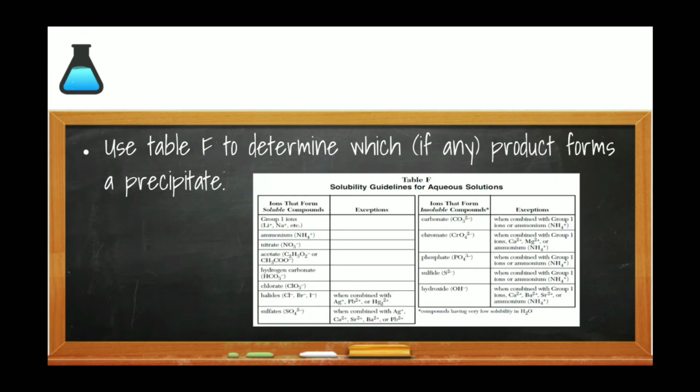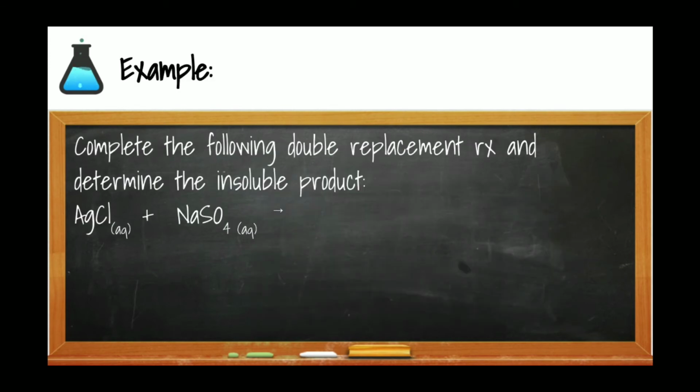The final step, of course, is to use reference table F to determine if a product forms a precipitate. Let's see if we can work through this example. The first thing we'll want to do is break the reactants into ions. So here we have silver chloride and sodium sulfate. Now the reactants will switch partners. So the silver will combine with the sulfate, and the sodium will combine with the chloride.